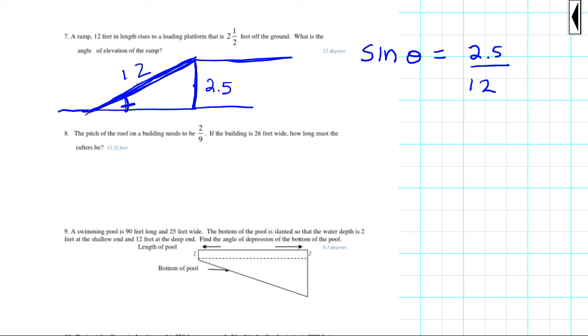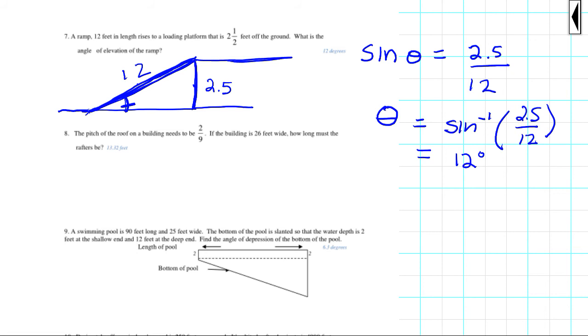So in order to figure out what the angle is, we have to take the inverse sine of each side of the equation. The inverse sine of the sine of theta is just theta. So theta is equal to the inverse sine of 2.5 over 12. And assuming that the answer I have up here is correct, the answer is 12 degrees.